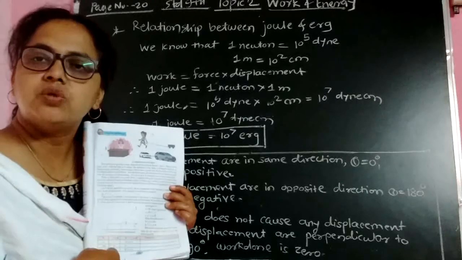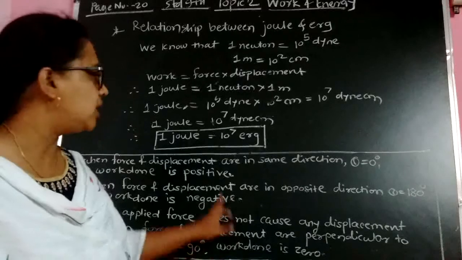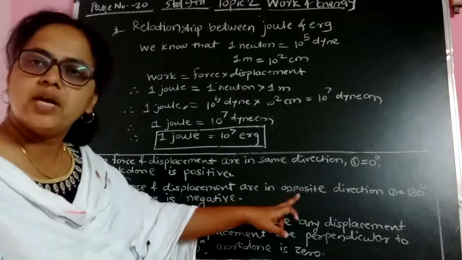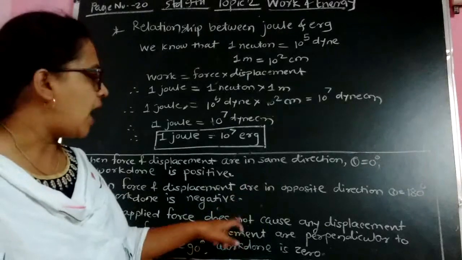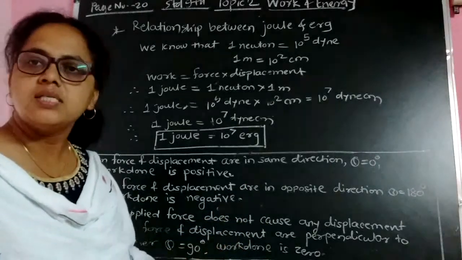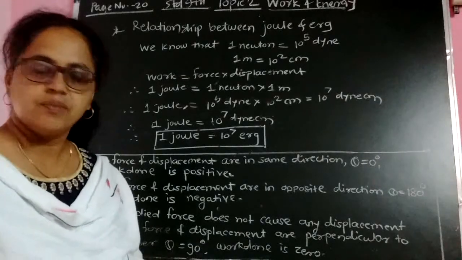And what are the values of theta? Same information is given in this box. When theta is equal to 0, work done is positive. When theta is equal to 180 degree, work done is negative. And when theta is equal to 90 degree, then work done is 0. So always remember this information box.